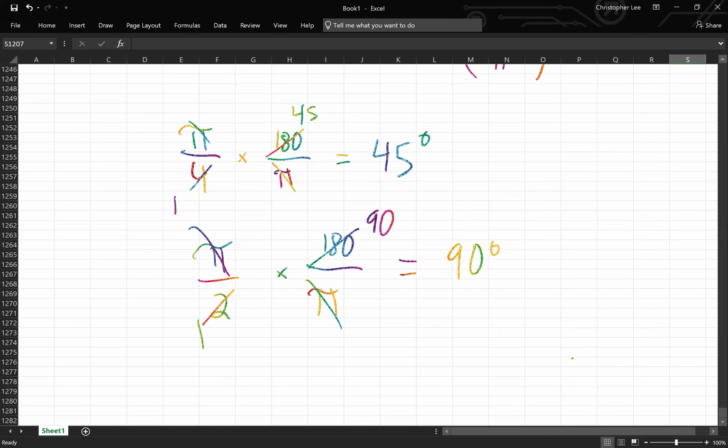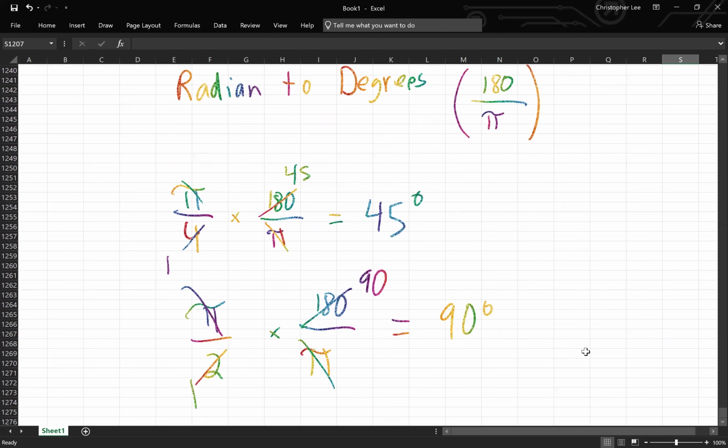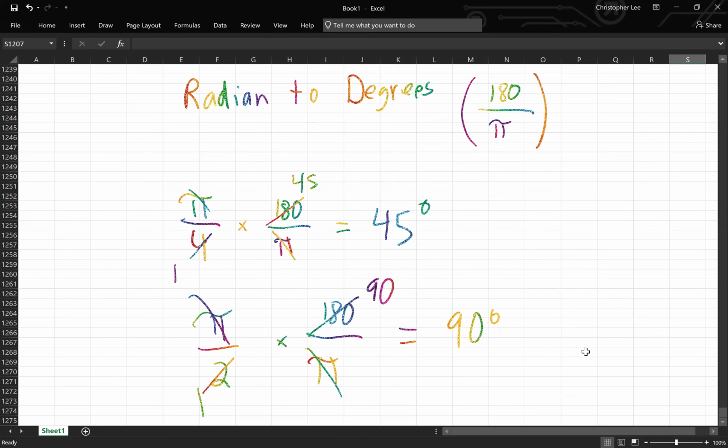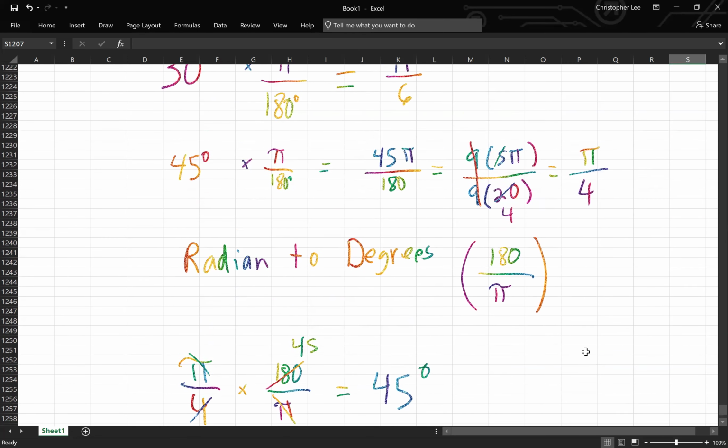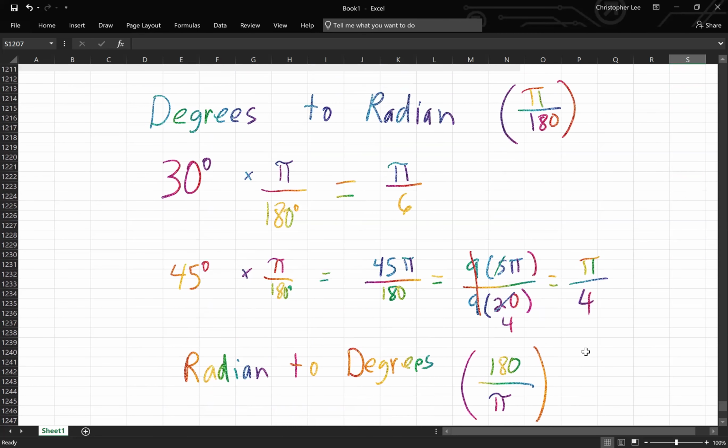And that's it. That's how you go from radian to degrees. You multiply by 180 over pi. So let's recap. Degrees to radian, pi over 180. Radian to degrees, 180 over pi.